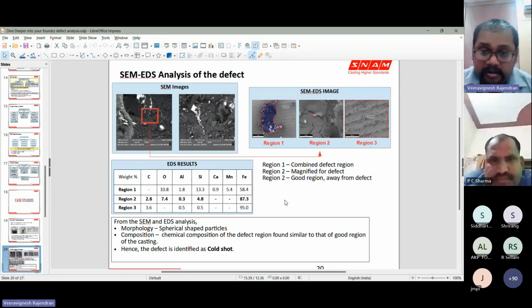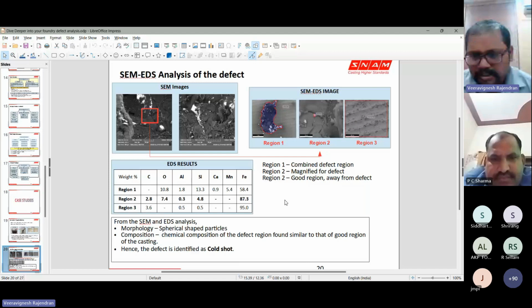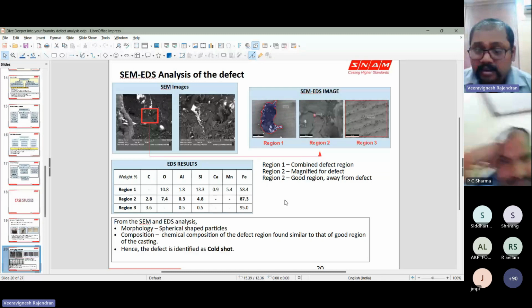So it is a cavity defect caused by what? We arrived at, okay, the morphology is spherical in shape, the composition is found to be similar to the parent material, and the defect is cold shut. The reason why we arrived at this is again with the available knowledge and information. The reason why we arrived at cold shut is the morphology of the defect deep inside, and the source of the defect could be, for example, either a change in turbulence or the initial velocity could have been different.